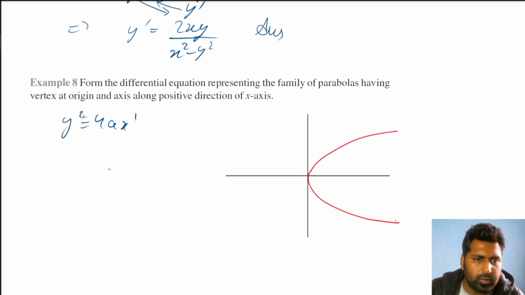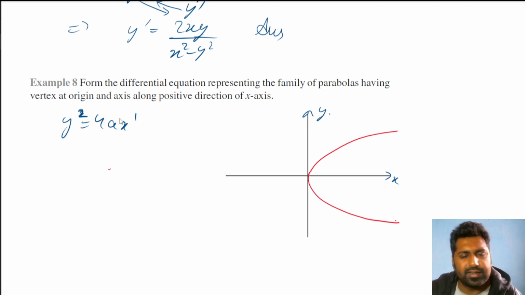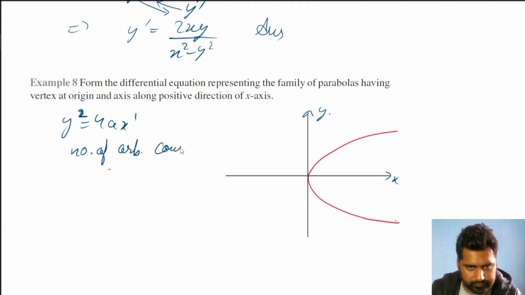Whichever variable has the power 1 will be the axis on which the parabola is drawn. It is drawn on the x-axis. Interestingly, it has only one arbitrary constant a, and we know that if there is one constant, we can always get its value and replace a from the equation. So the number of arbitrary constants is 1, so we have to differentiate one time.